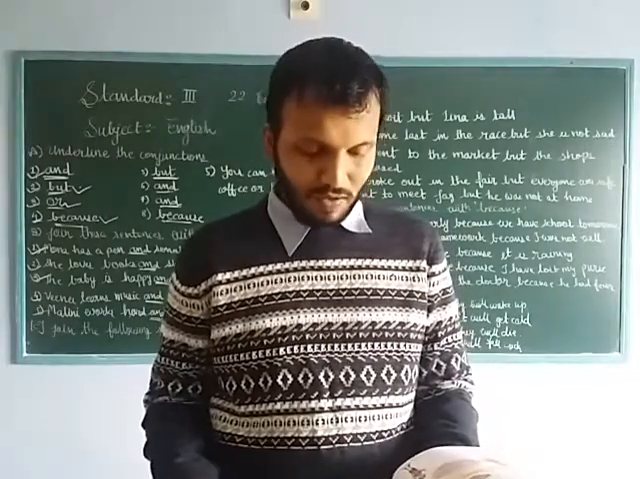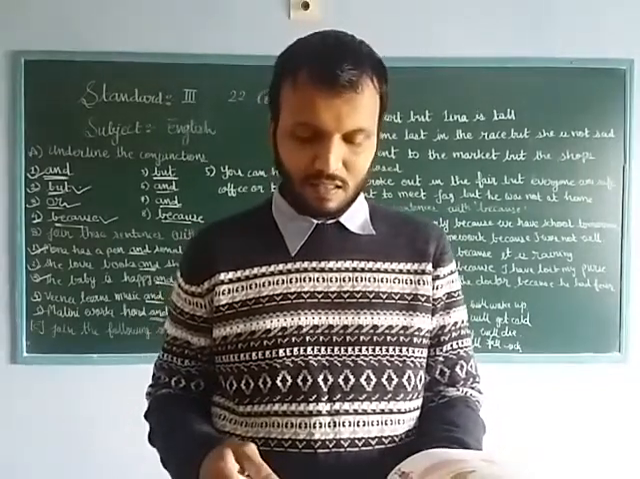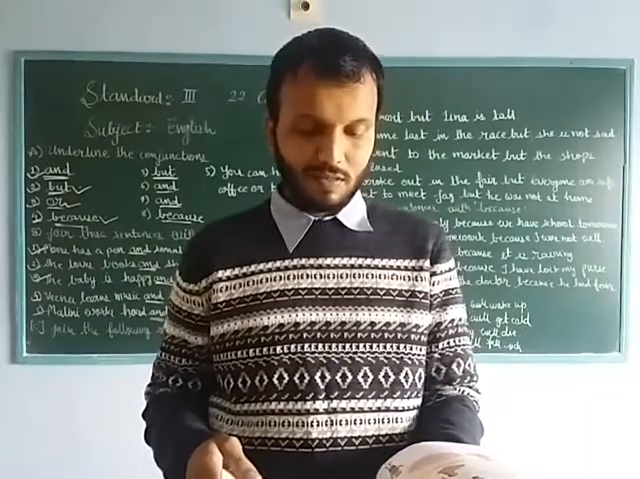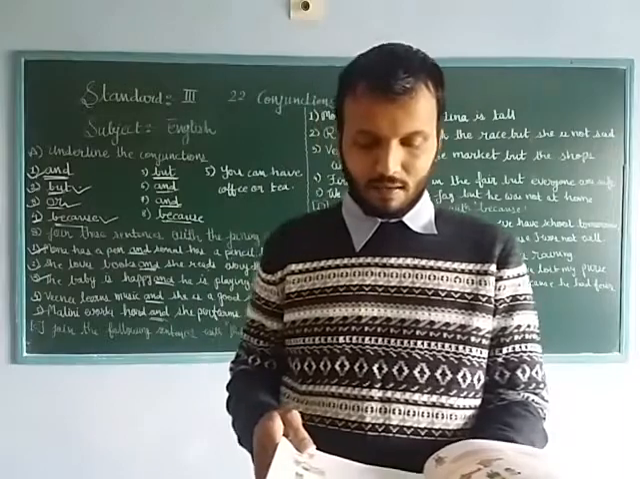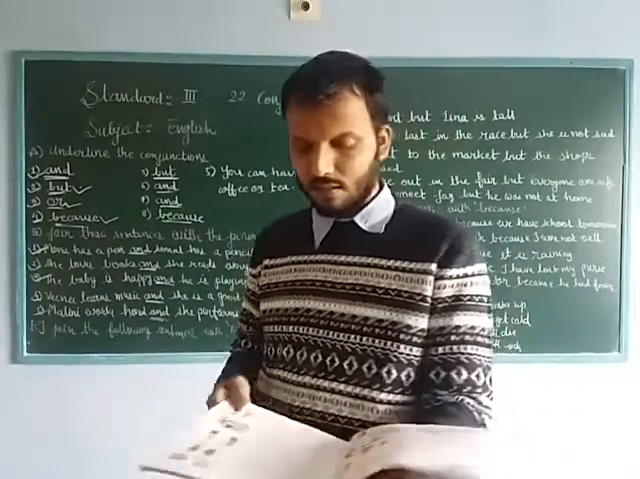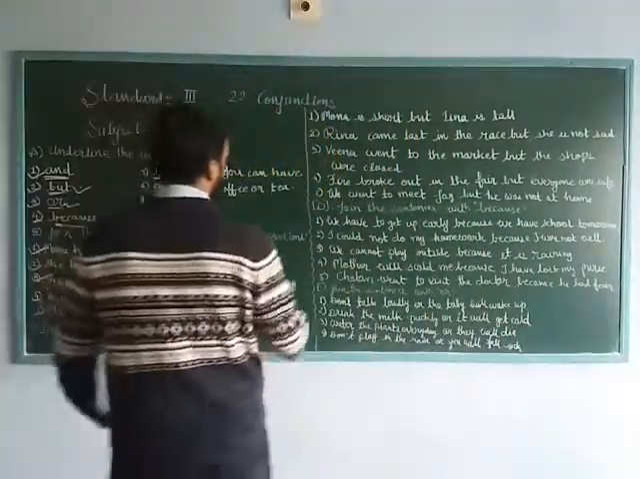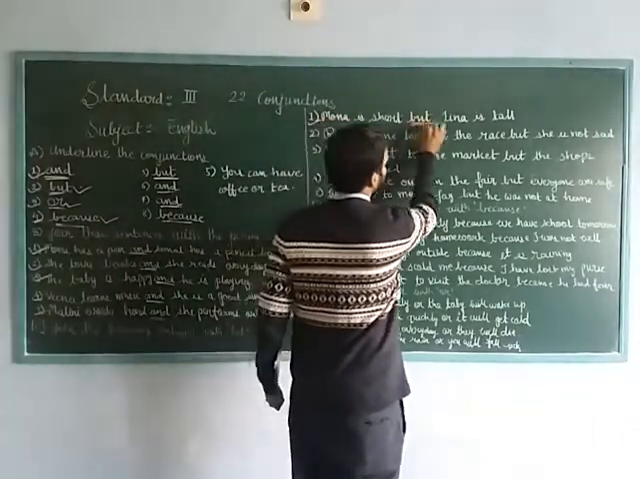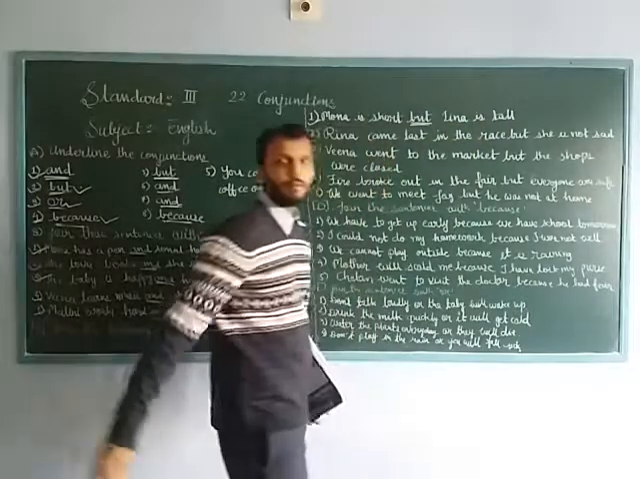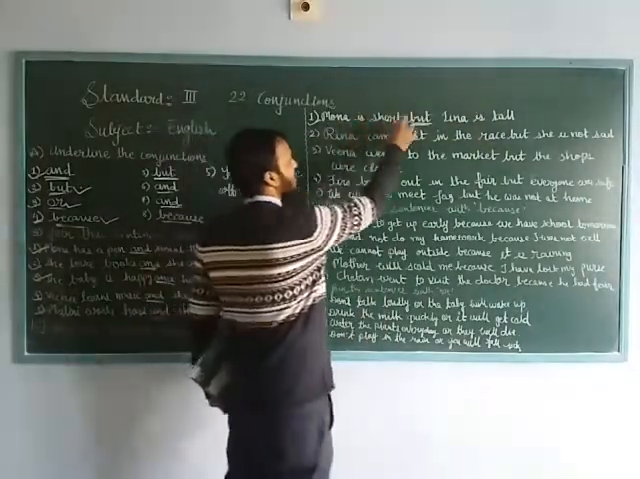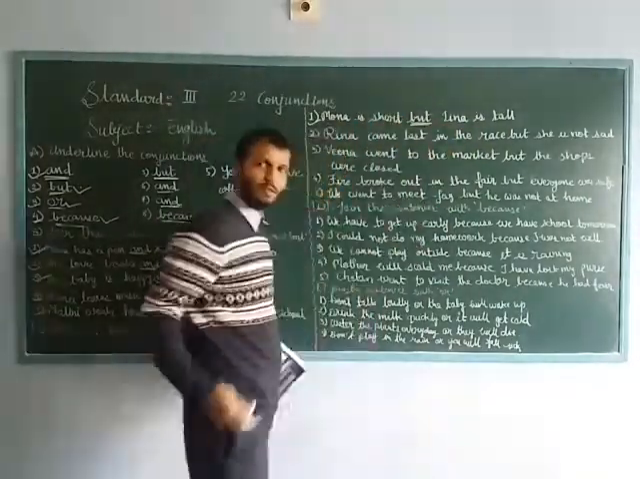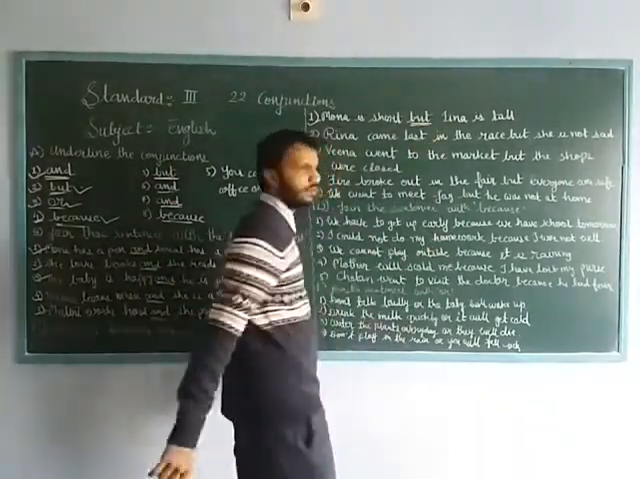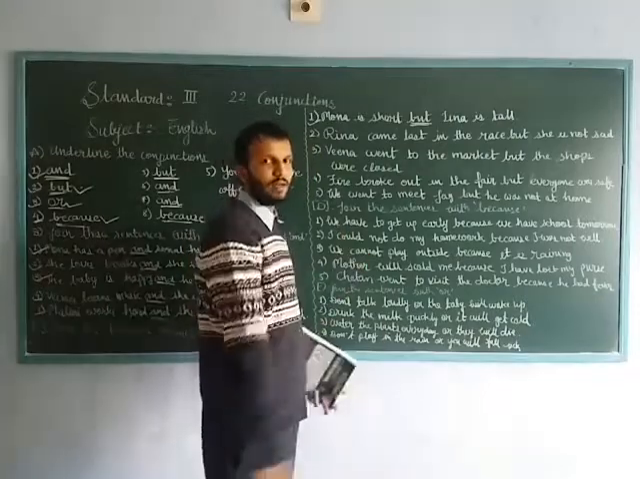Now C number, join the following sentences with the help of the joining word but. So first number, Mona is short, Tina is tall. So I have joined them over here. Mona is short, but Tina is tall. Okay, what is the answer? Mona is short, but Tina is tall. I have used the conjunction but over here.